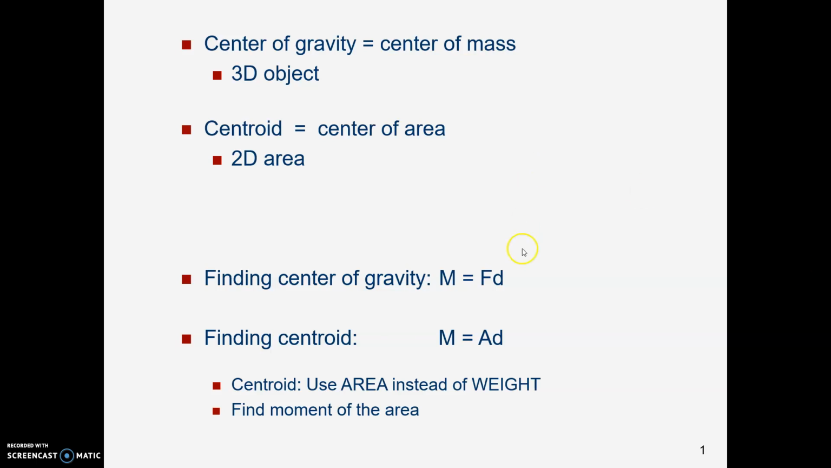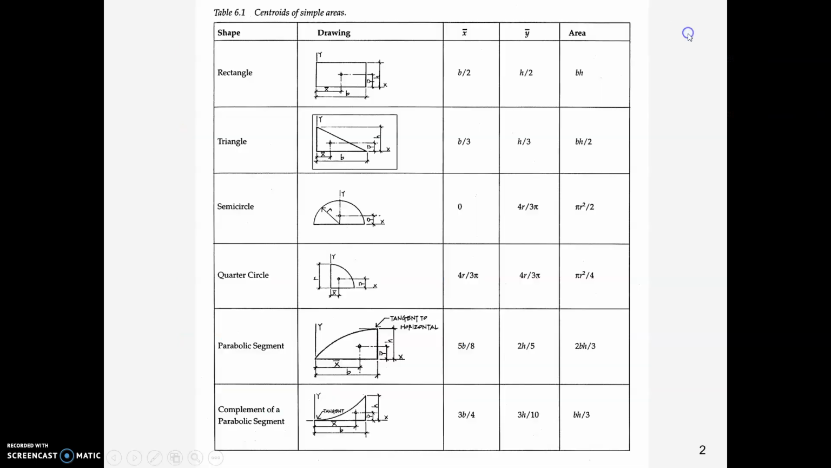It's just that center of gravity uses moment equals force times distance. Finding a centroid is the same formula, but we use area instead of force, as we'll see in just a minute. Here's a table out of our book where he's giving us the locations of some centroids of some simple shapes, just to make your life simpler if you need it.